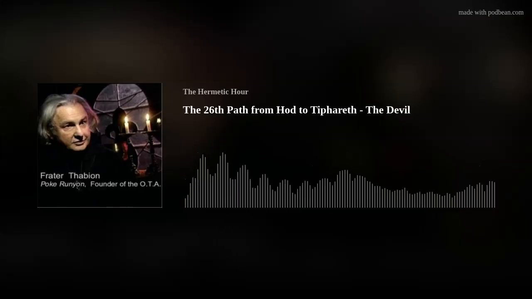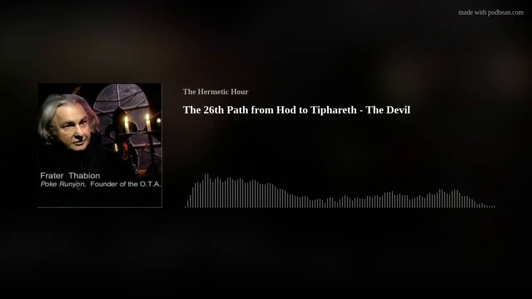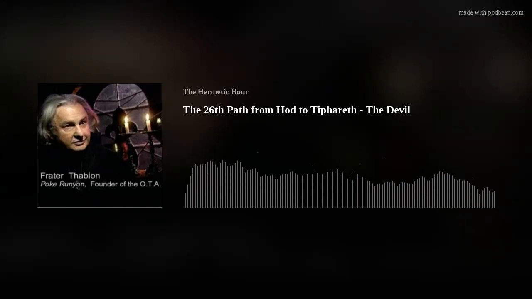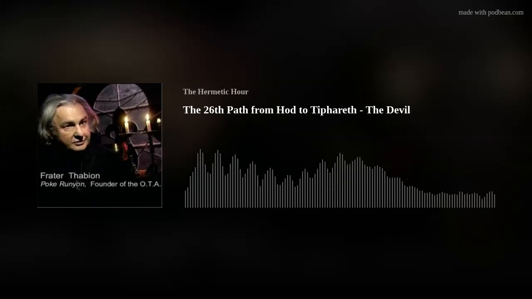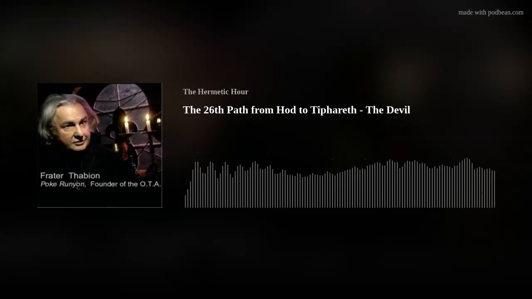Now, this curtain or veil runs right across the bottom of Yesod, because Yesod, the sphere of the moon, right in the center, the middle pillar, is the first of the spheres above Malkuth, and it's where the astral plane begins. Now, that's the first veil.